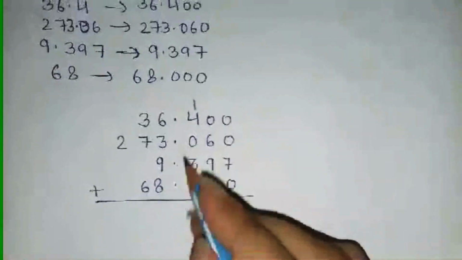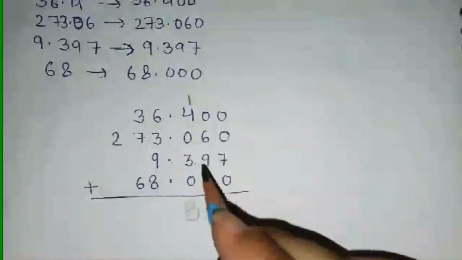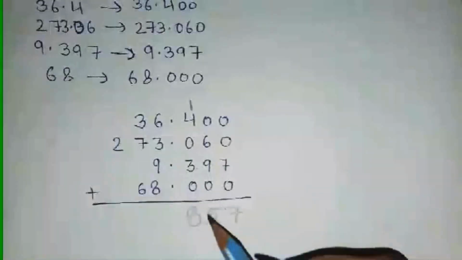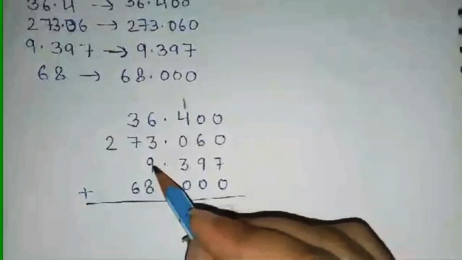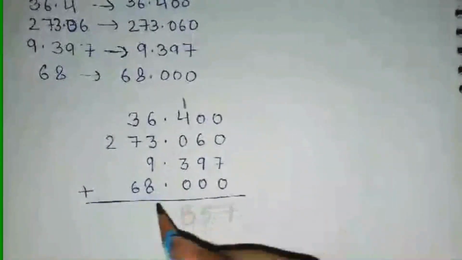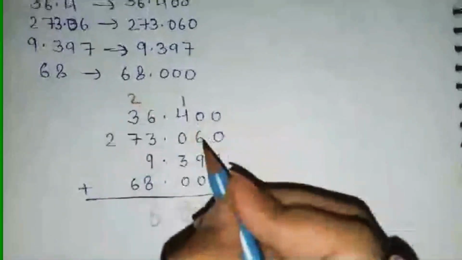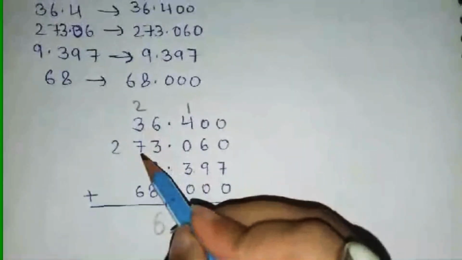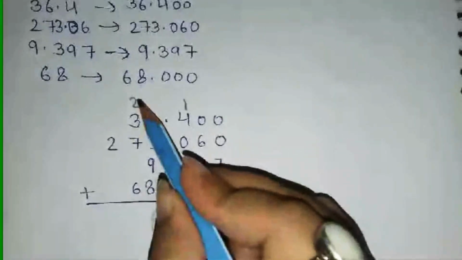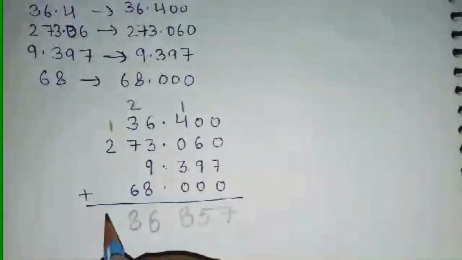Now the point. Ignore the decimal point and add as we add whole numbers. Next 6 plus 3, 9, 9 plus 9, 18 and 18 plus 8, 26. 6 and 2 carry. Next 3 plus 7, 10 plus 6, 16, 18, right, 8, 1 carry and 3.